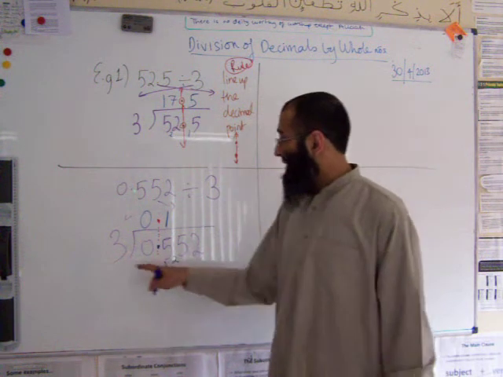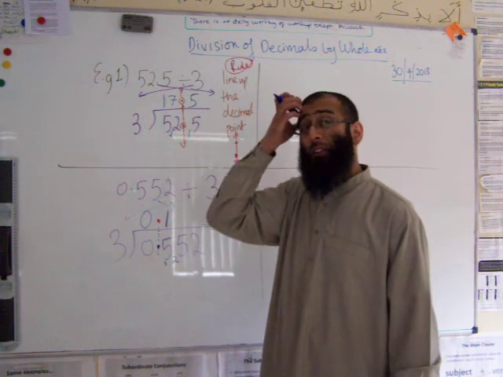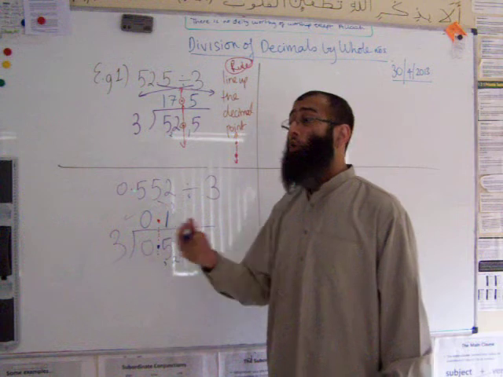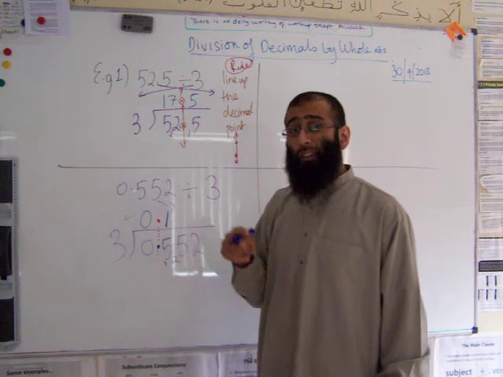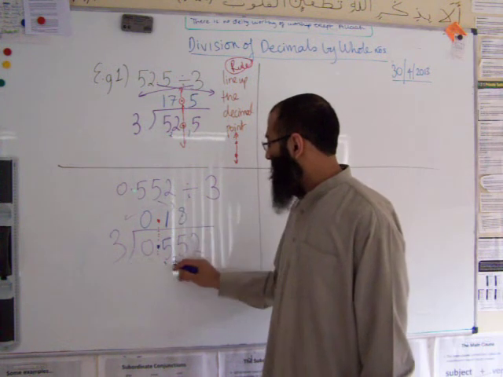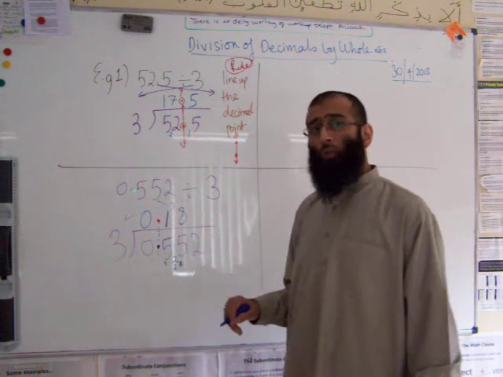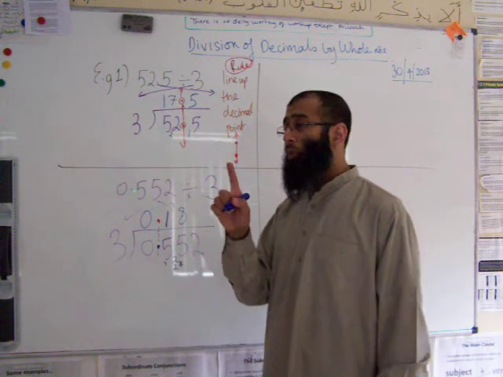So now the next question is, how many groups of 3 can I make from 25? 3 times table knowledge. Which 3 times table is closer to 25 or below it? It is 24. So 3 times 8 is 24. Excellent, Amina. So put 8 in there. So we have 24, but they gave us 25, so we have a remainder of 1.